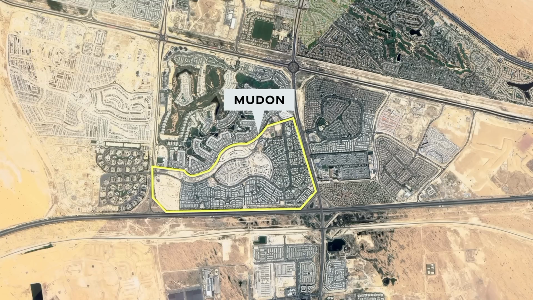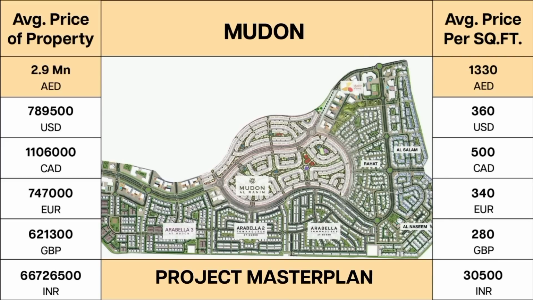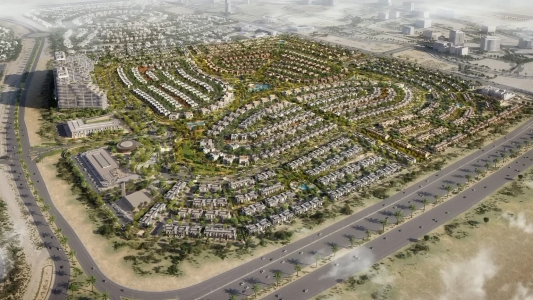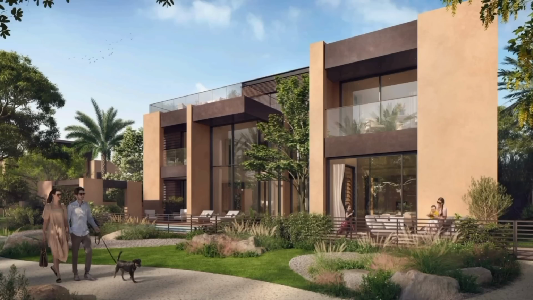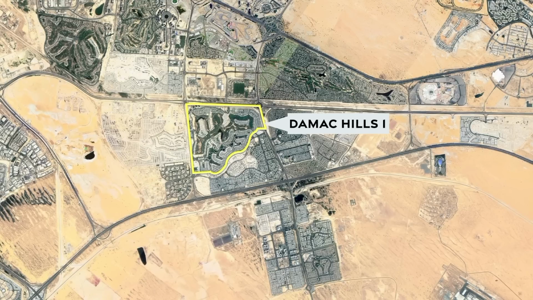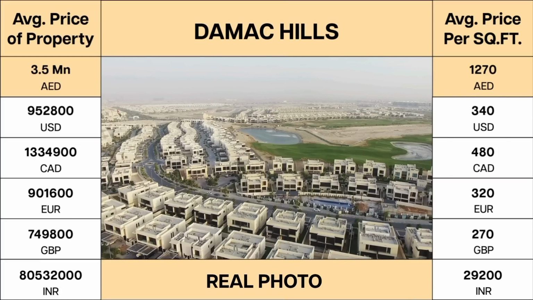Mudon is a community built by Dubai Properties. It is partly ready and partly in construction. Average price per square foot is at 1330 dirhams. Haven is another new community launched by Aldar. It is located near Al Ain Road and was one of the fastest selling project launches. It features townhouses and independent villas in two types, standard and premium. It is also a mixed community like Athlon, and the average price per square foot is at approximately 1300 dirhams. The Mac Hills One is the first existing master community by the Mac. It features a variety of property types and average price per square foot is at 1270 dirhams.